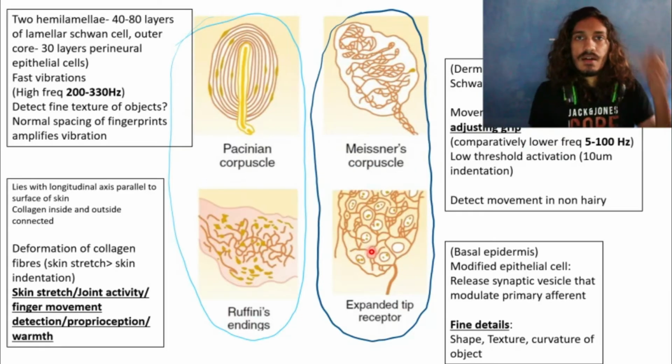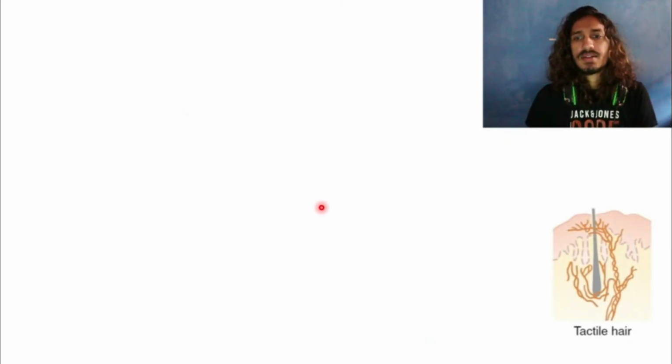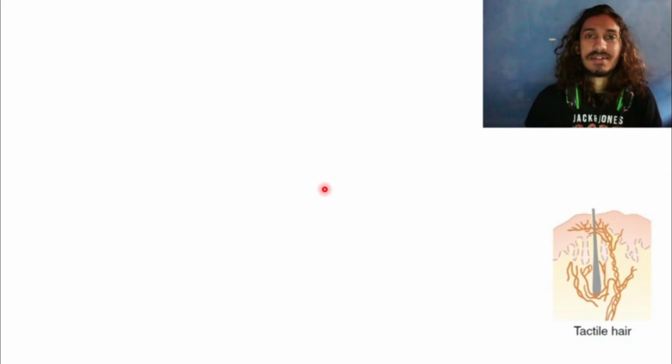Okay, and then next is your stretch, muscle stretch, proprioception and all that, and that is your Ruffini's endings. Okay, next step, once these were discussed, we'll just come to your tactile hairs that are there. What exactly do these tactile hairs do?